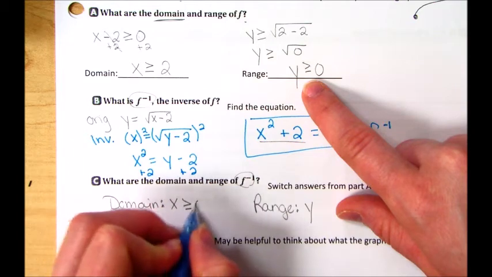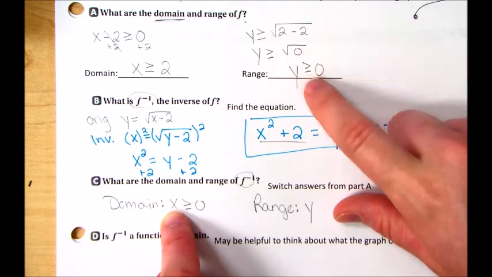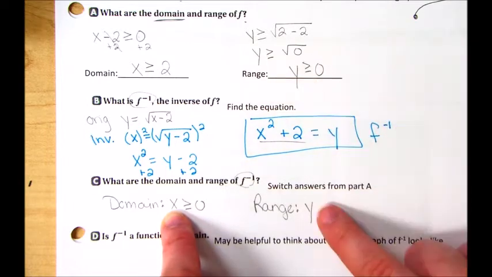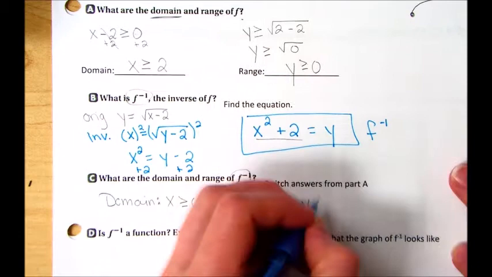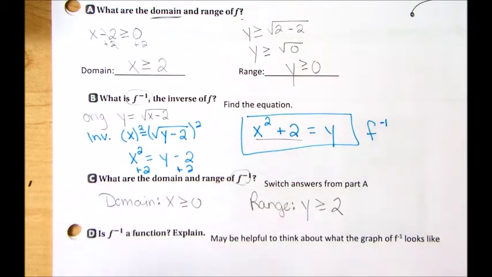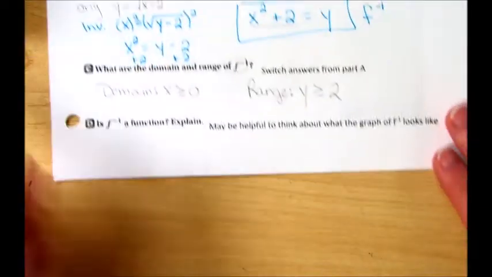I'm going to do that one more time so you saw what I did. X is going to be greater than or equal to 0. And y is going to be greater than or equal to 2. And that's how you find the domain and range. As long as you found the originals, now you have the new ones.